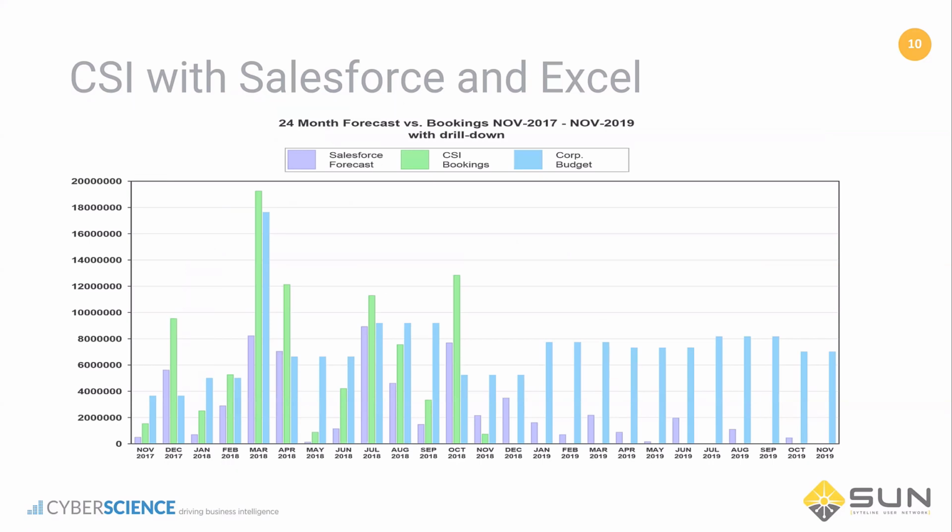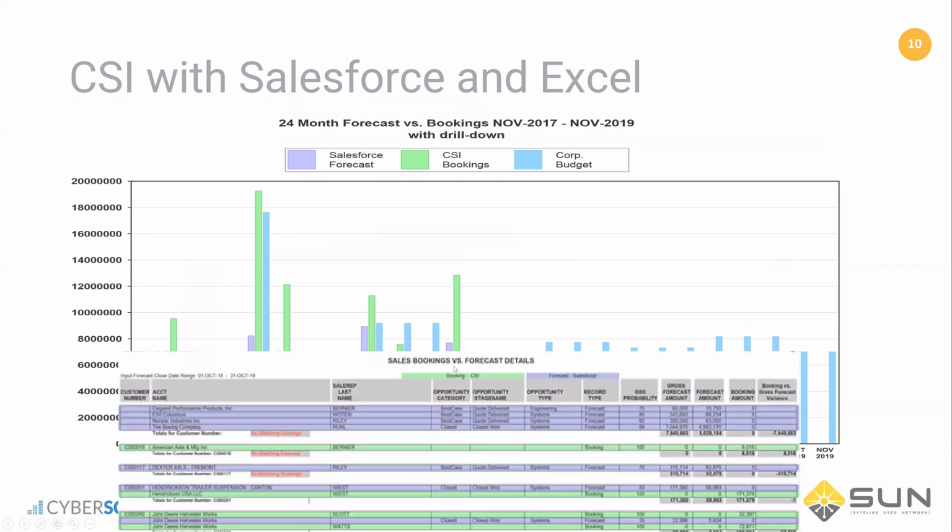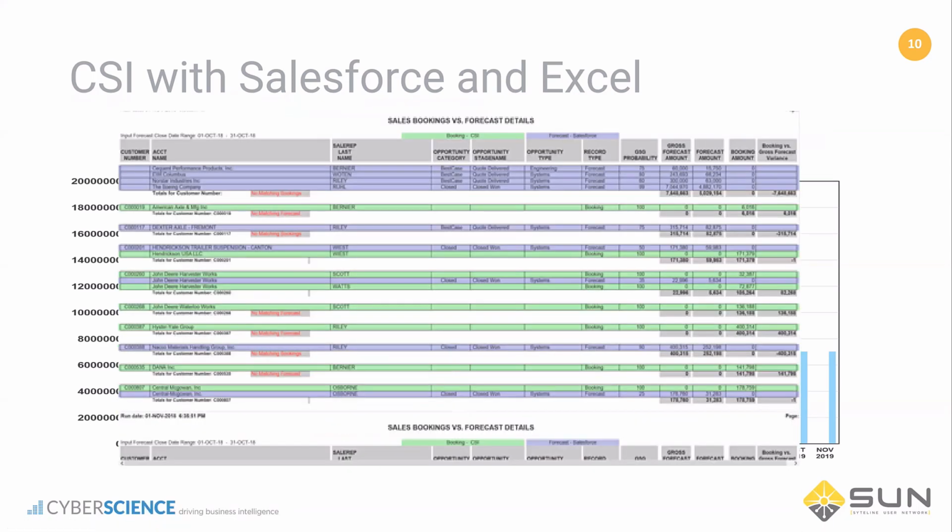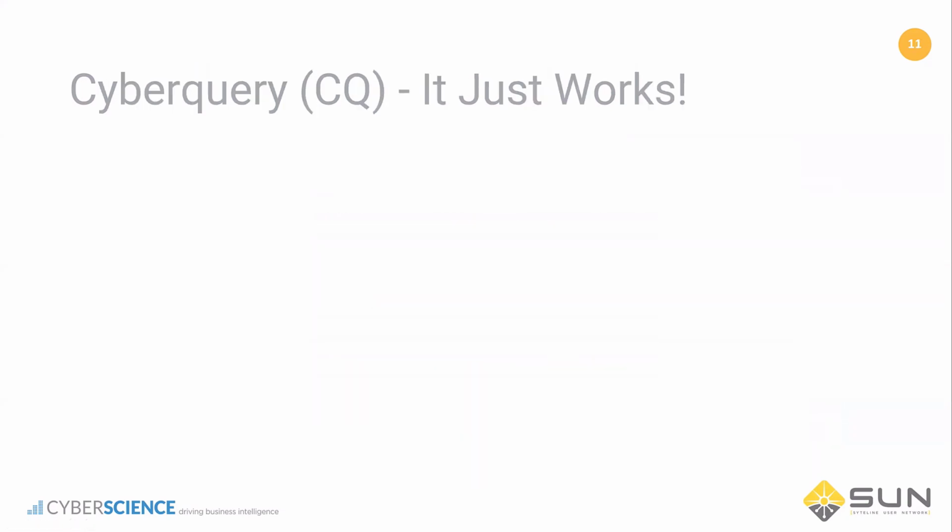Okay, here's another dashboard. This one combines data from Salesforce in the cloud in purple, CSI in green, and then the corporate budgets in Excel. But again, Cyberquery can bolt the data together from all three sources, present it, users come in here, go click, and now they can drill down and see the details of what's going on in Salesforce or CSI or Excel. But again, combining data from multiple sources is very easy with Cyberquery.